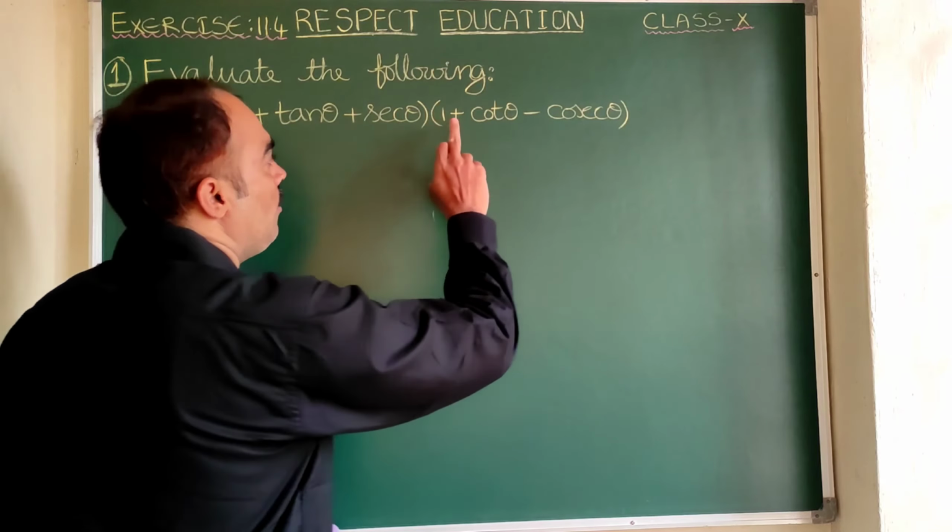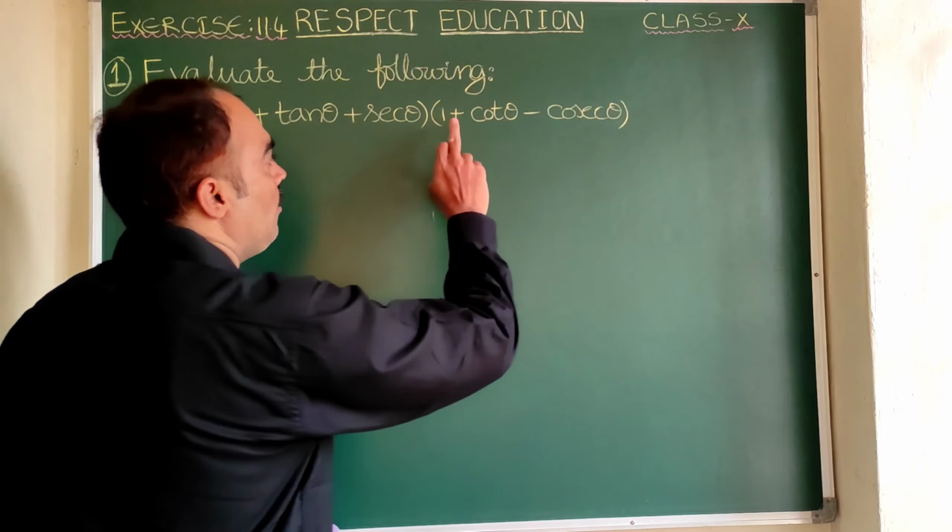Now here it is (a plus b) into (a minus b). What is the formula of a plus b into a minus b? A square minus b square. So can anyone tell me what will come under a? Cos theta plus sin theta, or you can write sin theta plus cos theta also. Both are equal. So cos theta plus sin theta is a, so a square minus b square. B square means 1 square, by the denominator as it is, cos theta into sin theta.